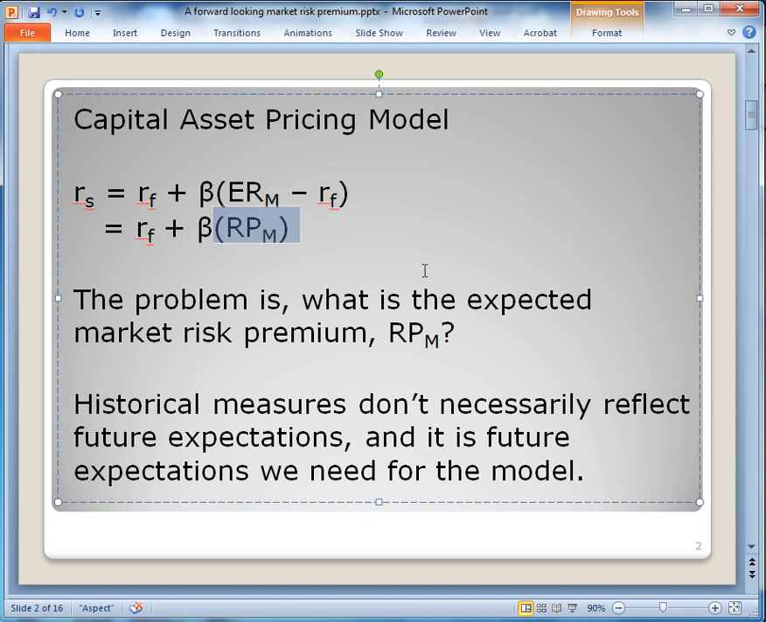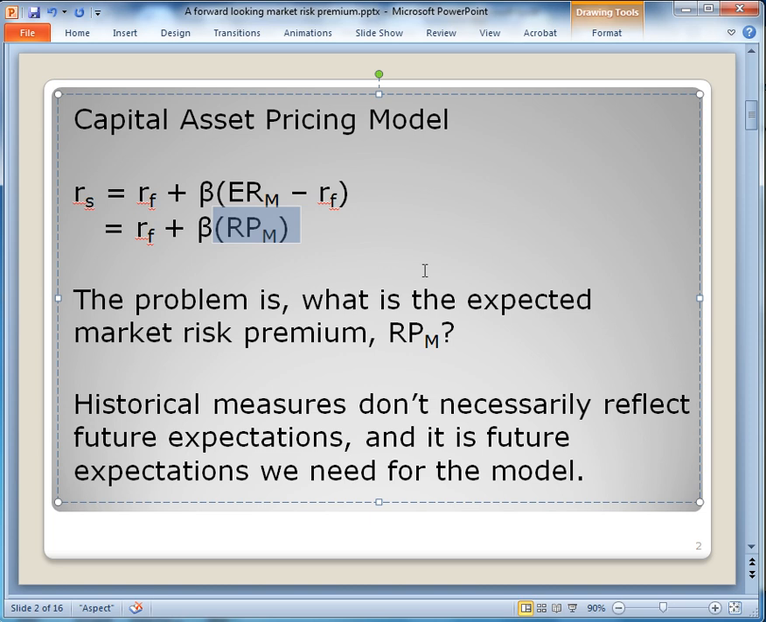And this market risk premium, apparently, and all evidence suggests that this is true, changes frequently, weekly, monthly, certainly over a long time period. So the problem is, what is this expected market risk premium? And historically, we haven't had a very good measure of this.